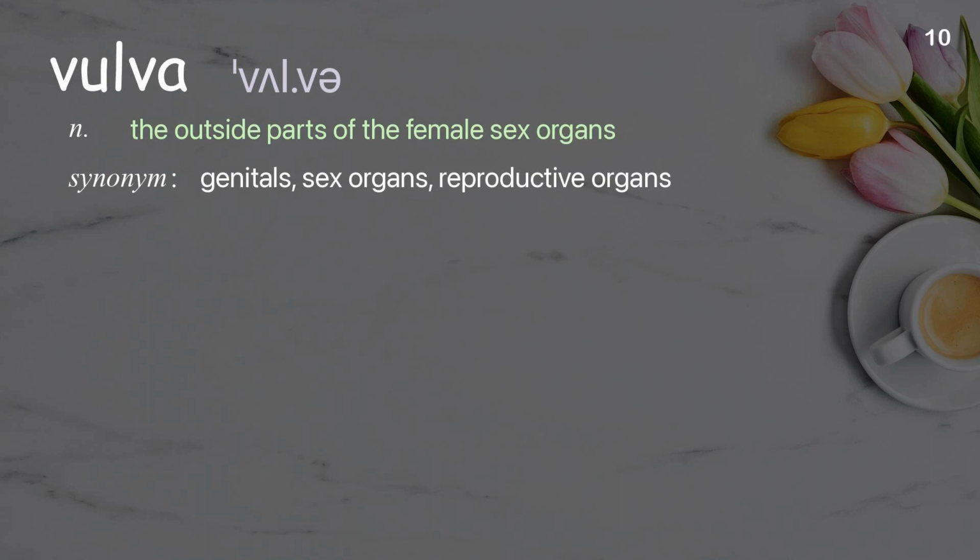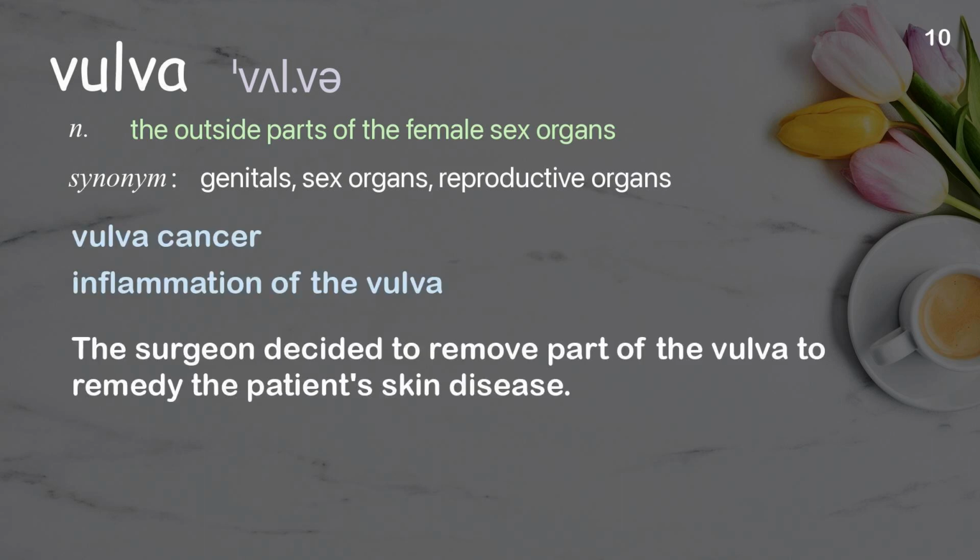Vulva. The outside parts of the female sex organs. Examples: Vulva cancer. Inflammation of the vulva. The surgeon decided to remove part of the vulva to remedy the patient's skin disease.